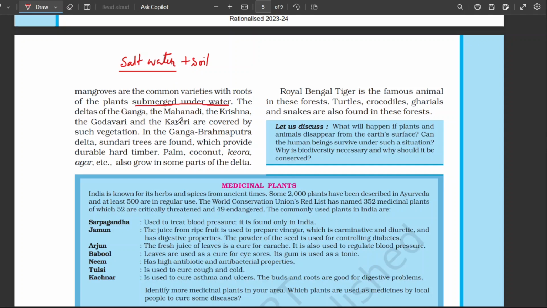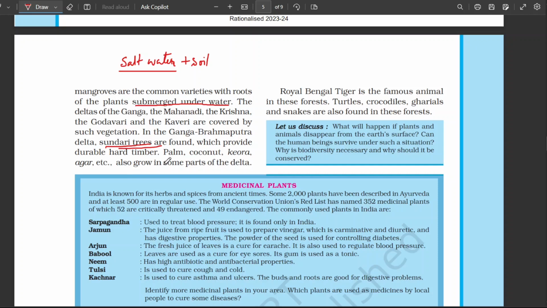The deltas of the Ganga, the Mahanadi, the Krishna, the Godavari and the Kaveri are covered by such vegetation. तो ये डेल्टा के रीजन में मिलते हैं. इन द गंगा ब्रह्मपुत्र डेल्टा सुंदरी ट्रीज, ये हमने उस समय भी देखा था, इससे पहले भी, are found in Ganga Brahmaputra delta which is Sundarbans, which provide durable hard timber.